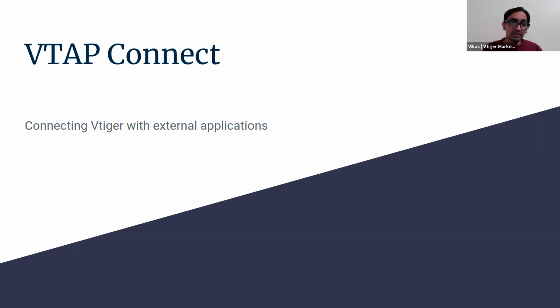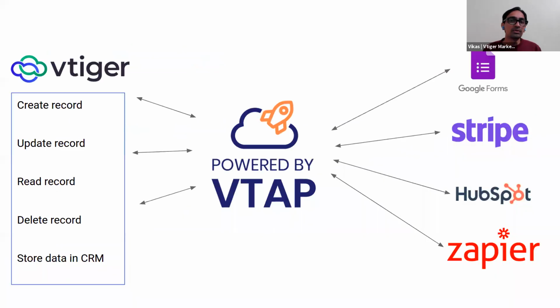This is where the platform has given you the ability to connect, bring in that data, and show it in Vtiger, or do the other way around, where you can send the information out from the Vtiger platform. And this is just an example of how we can connect with any applications, be it Google, Stripe, HubSpot, Zapier, anything that can connect to VTAP, and VTAP can send that information to the CRM and vice versa.